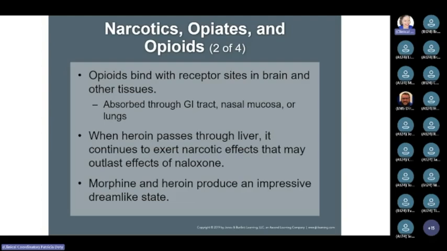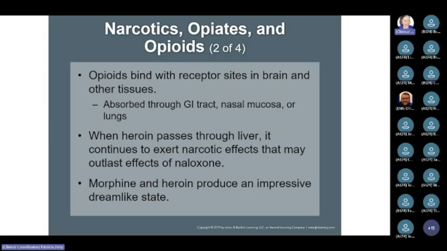We've probably run a lot of calls on those recently, even more so than yesteryear. And you're not just dealing with patients, you're dealing with other people caring for the patient who are also getting fentanyl overdoses. So we need to watch out for that. The major effects are from your CNS binding with these receptor sites in the brain and other tissues. When it does get absorbed, it takes a while to unbind, if you will, from those receptor sites. So that's why it takes so long.